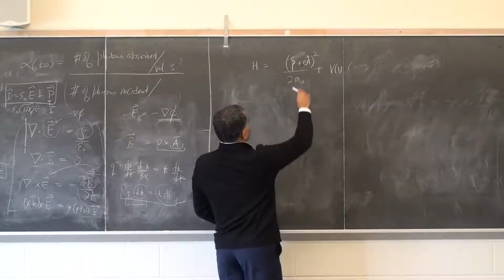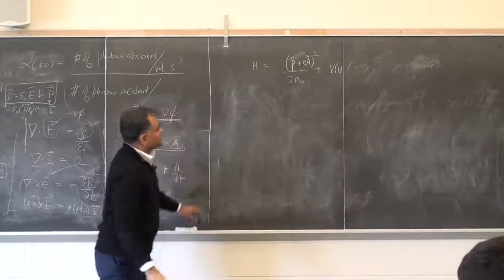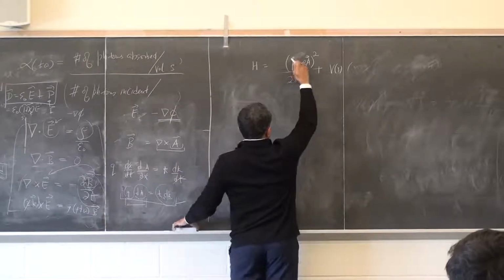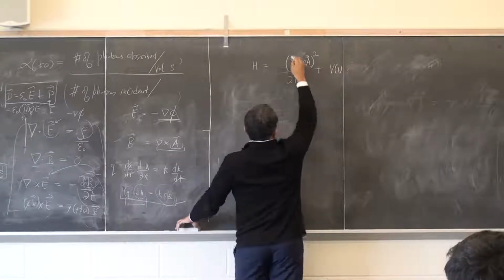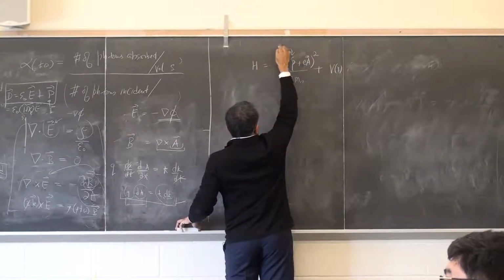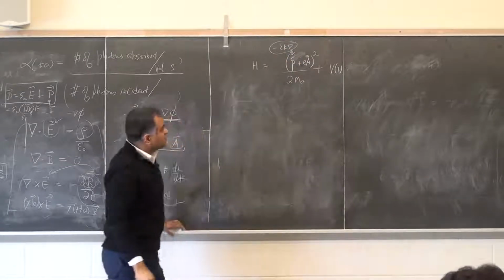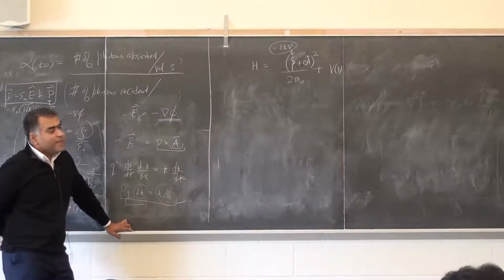Okay, so I don't want to get into more details. P hat is still the regular momentum? Correct. P hat is still the regular momentum, and P hat is minus i h bar times the gradient. So that's how it enters there.